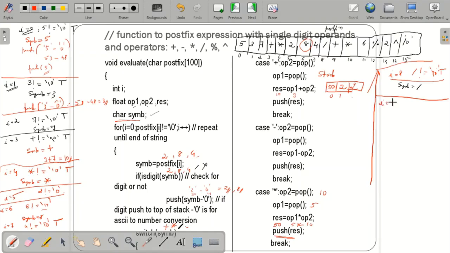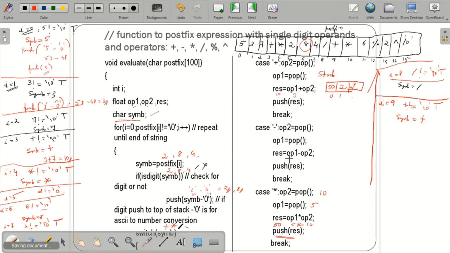Now I value is 9. When I is equal to 9, what is there? Plus. You'll check whether plus is not equal to null character. Plus is not equal to null character, so it is true. Now your sim will be having plus. So if your sim is having plus, it will not go to the if is digit, because plus symbol is not a digit. It will directly go to the switch of plus.